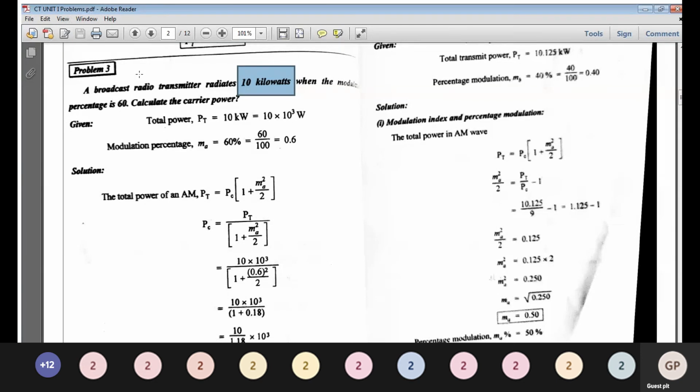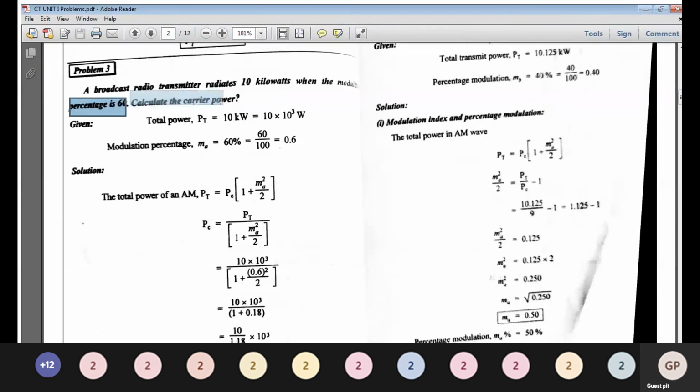First, the message signal is generated. First step. Carrier signal is also generated. That is also first step. Then the message signal is modulated. That is our second step. So in the transmitter, only the modulated signal is transmitted. So it is the modulated signal power. 10 kilowatts is the power of the modulated signal when the modulation percentage is 60.